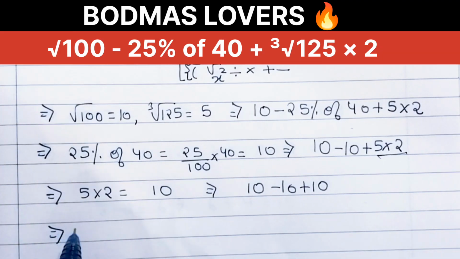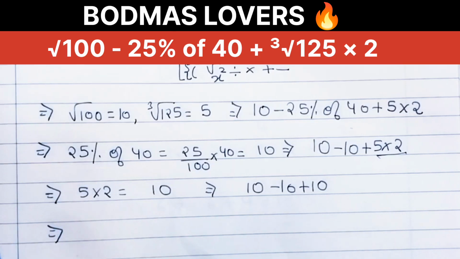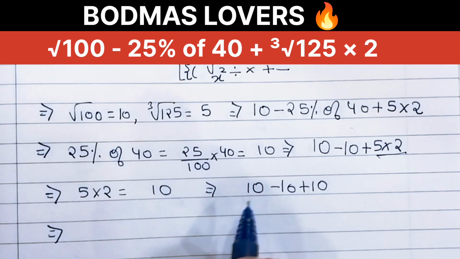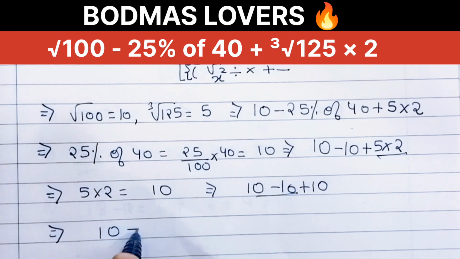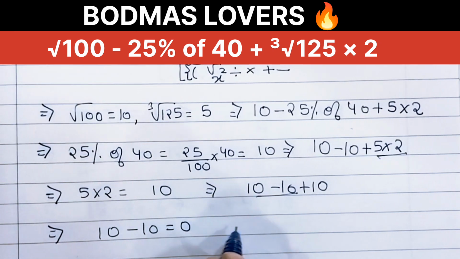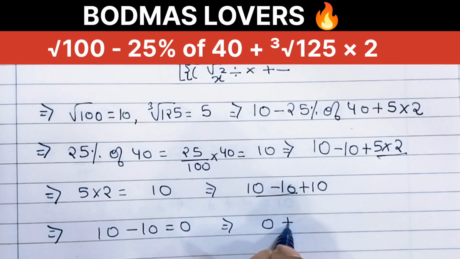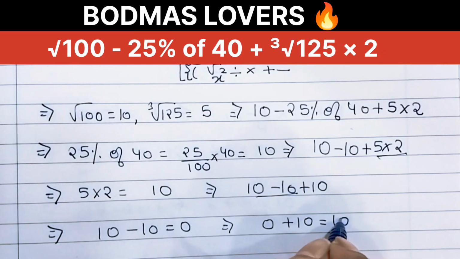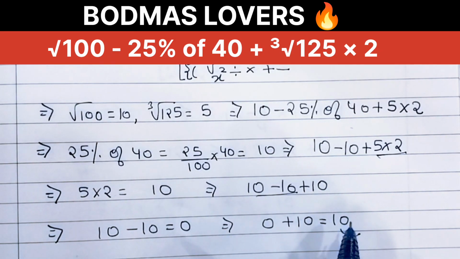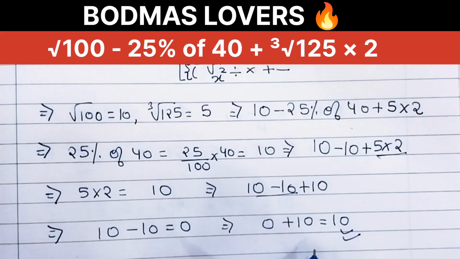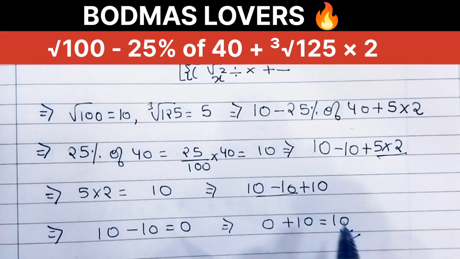Move to the next step, addition and subtraction in BODMAS. Now we move from left to right. First we subtract the values: 10 minus 10 becomes 0. And now the next step, 0 plus 10 becomes 10. Now 10 is the final result. According to this step, addition and subtraction carry equal priority, so we work from left to right. Now 10 is the final result.